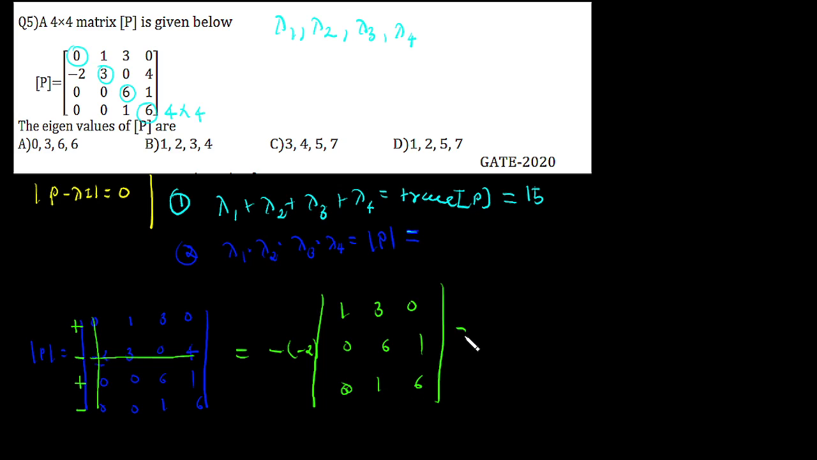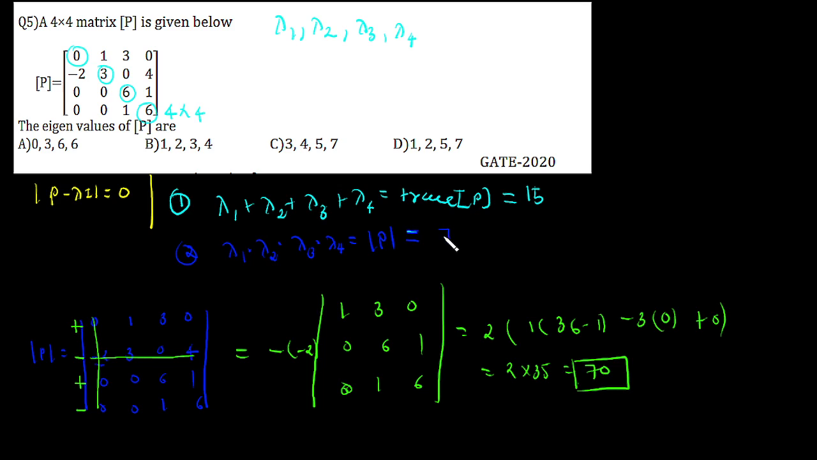So now let's find the determinant of this 3 cross 3 matrix. So this 2 remains as it is. So this 1 times 36 minus, sorry, minus 3 times 0. Also this third term is 0. So now the determinant here is 2 times 35 and it is 70. So now here the value of the determinant of this matrix P is 70.